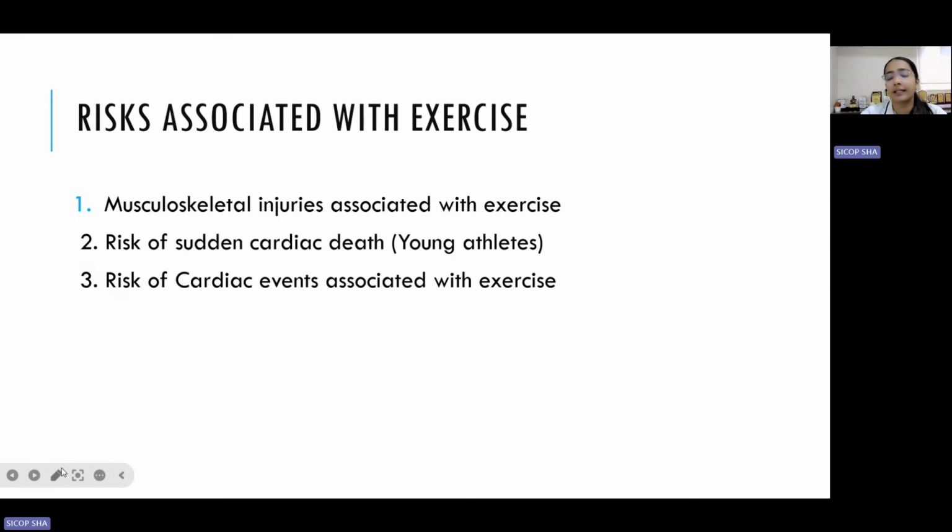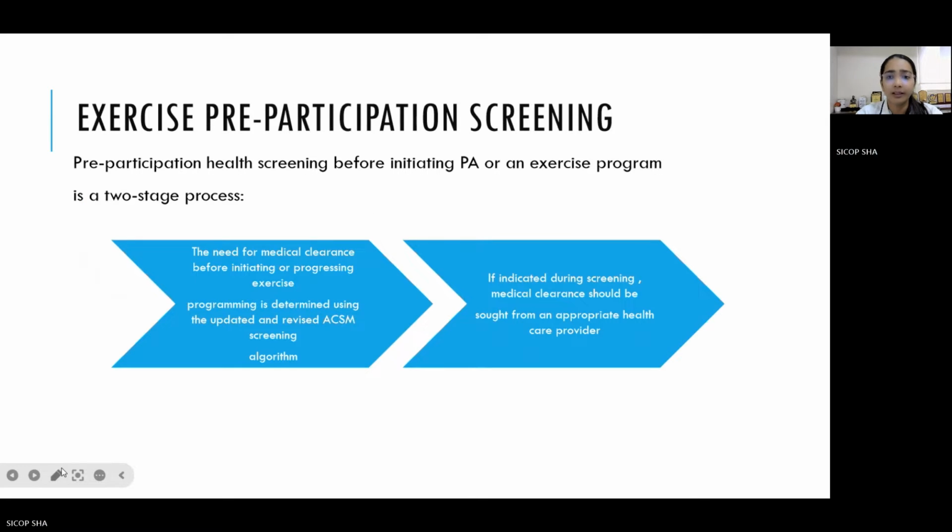Risk of sudden cardiac death, especially in young athletes. This has been coming up a lot nowadays with respect to football and cricket and so on and so forth. Risk of cardiac events associated with exercise. So even if there is no sudden cardiac death, cardiac events like myocardial infarction or, let's say, stable angina occurring during exercise do happen.